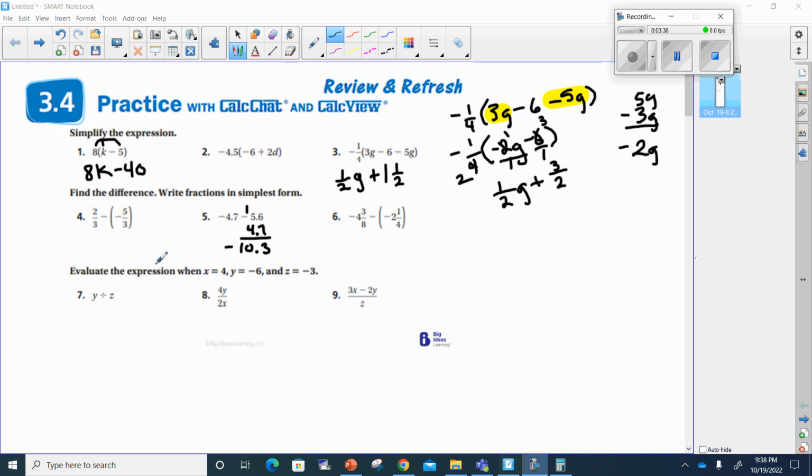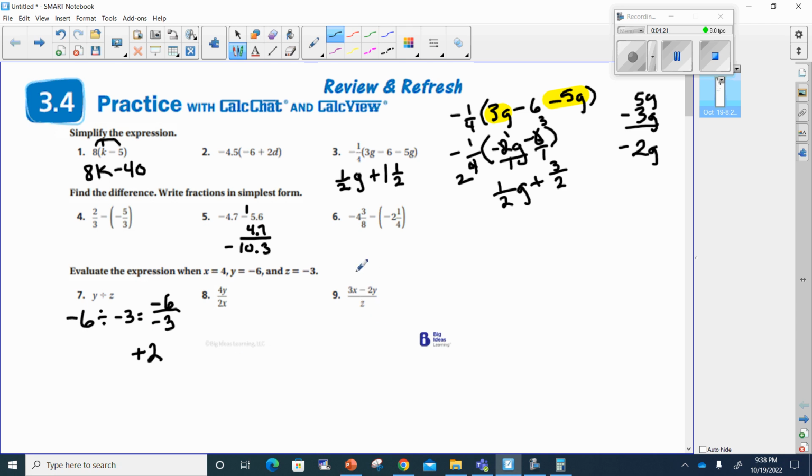All right, next I'm going to do number 7. It says evaluate the expression when x is 4, y is -6, and z is -3, which means I'm going to take this y and turn it to -6. This is divided by z, and z is -3. I could just as easily turn this to a fraction and say this is equal to -6 over -3. Well, I know a negative divided by a negative is a positive, and 6 divided by 3 is 2. So this answer is 2.